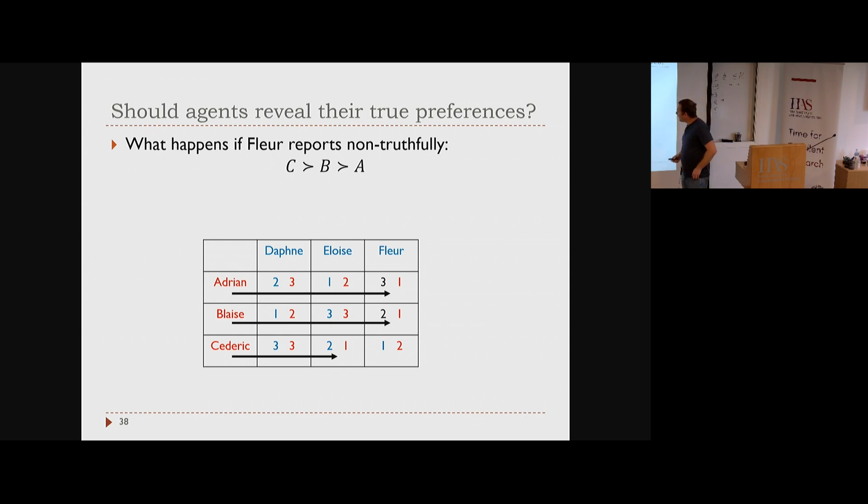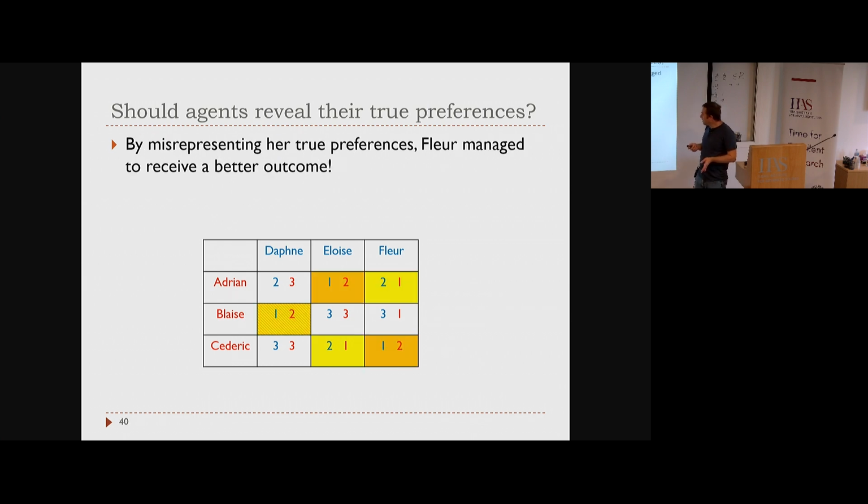In that case, if we run the deferred acceptance again using the misrepresented preference, now in the first step, instead of rejecting Blaze as before, Flor would reject Adrian. Then Adrian would propose to Eloise, and Eloise would reject Cedric. Cedric would propose to Flor. Flor would reject Blaze. Blaze would propose to Daphne, and we're done. We got a new stable matching. And note that according to Flor's true preferences, she now gets a match that she prefers to the match she had before. Before she got Adrian, now she gets Cedric, which is her first choice.